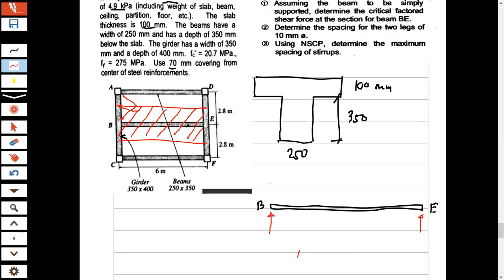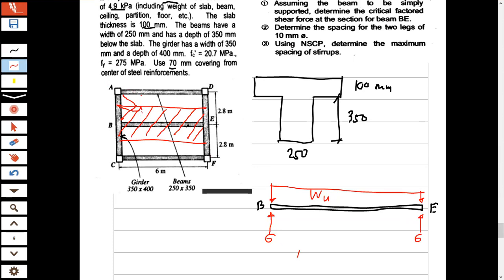Andito yung load natin. Dito ang support, ito yung girder. Nakapatong siya sa girder. What will be our WU? Ito yan, ano? W natin dito, yung dead load nito at saka yung live load nito.